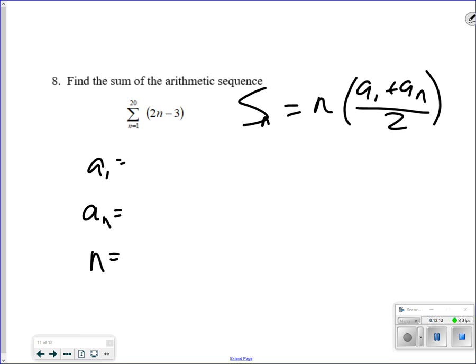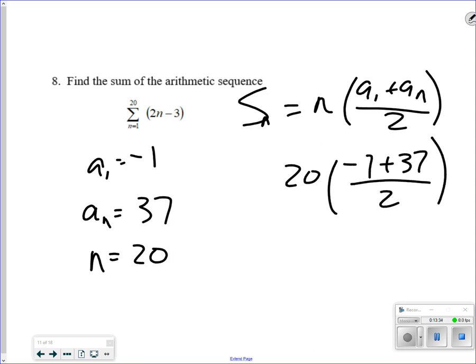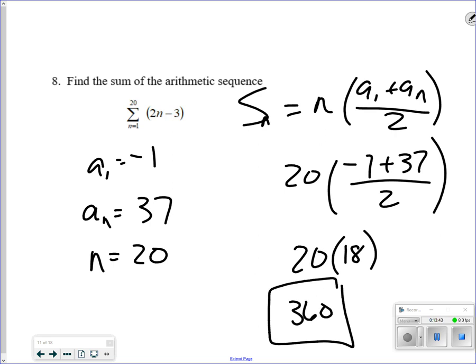So let's talk about the first term. I'm going to put 1 in for n and get negative 1. So there's the first term of the sequence. I'm going to put 20 in for n, and that's the last term of the sequence. And how many terms are there? There are 20 terms from 1 to 20. 20, first term plus last term, divided by 2. So 20 times 36 divided by 2 would be 18. 20 times 18 is 360, is the sum of the arithmetic sequence.